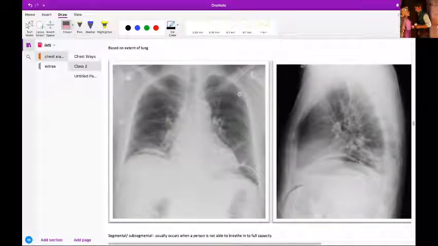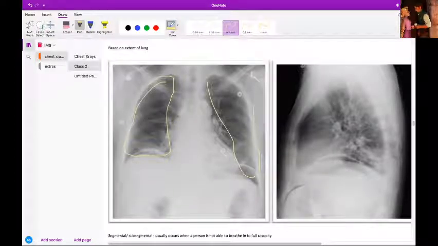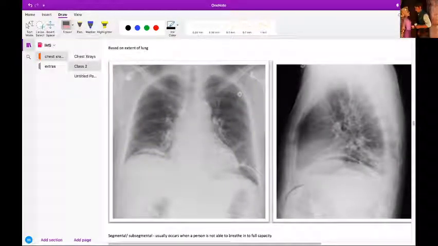Basically, what I wanted to show on this X-ray is that you can see there are also reduced lung volumes. This is not a maximally inspired film, and the patient is not able to maximally inspire because he's in pain. If a patient is not able to maximally inspire, he won't be able to open up all his alveoli. So there'll be segmental atelectasis, not of the entire lobe or the entire lung.